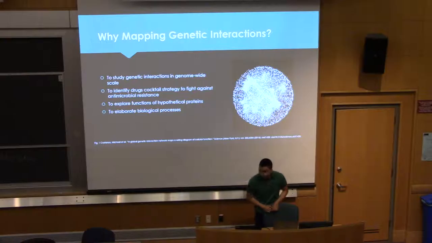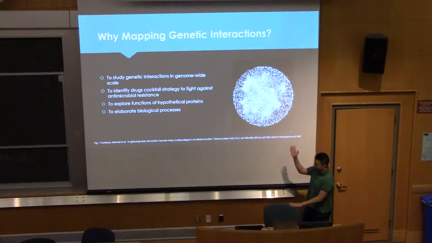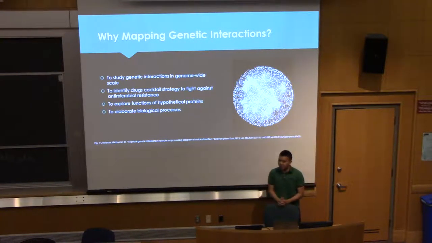And as you can see in this beautiful graph, genetic interaction mapping can identify functional relationships between genes that can be harnessed for biological discovery and therapeutic target identification.